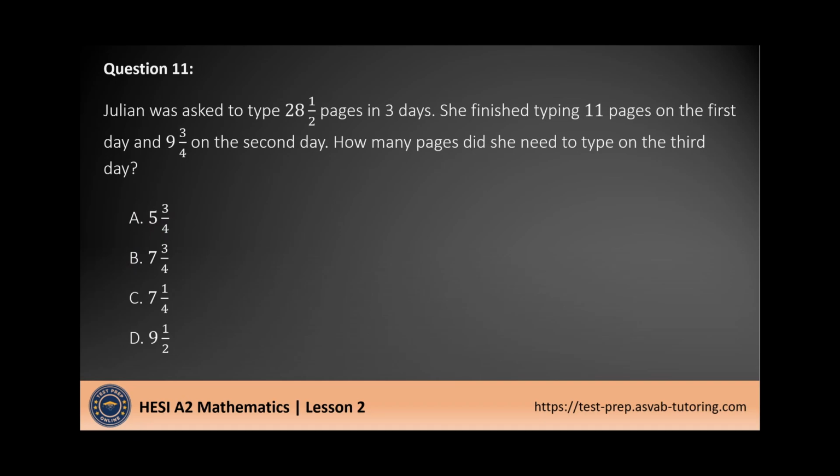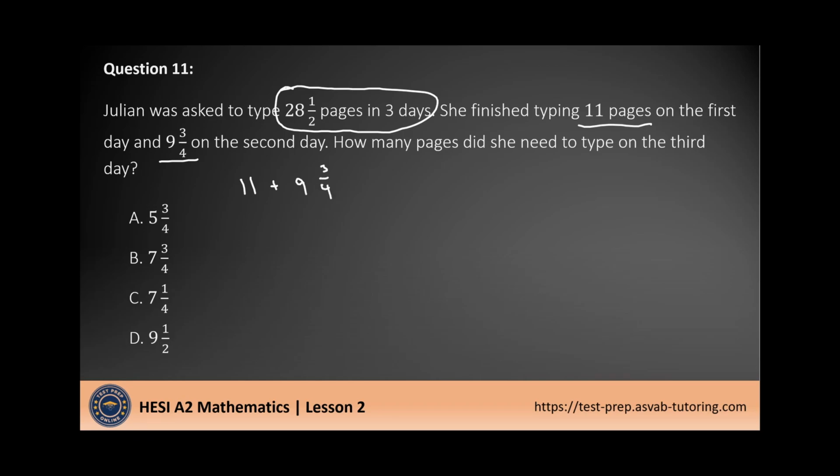Julian was asked to type 28 1/2 pages in 3 days. She finished typing 11 pages on the first day and 9 3/4 of a page on the second day. How many pages did she need to type on the third day? So the total amount of pages that need to be typed is this 28 1/2. So far we've already typed 11 pages on one day and 9 3/4 page on the second day. We want to find out how much more we have. So let's find out how many pages we've typed so far. That's going to be 11 plus 9 3/4.